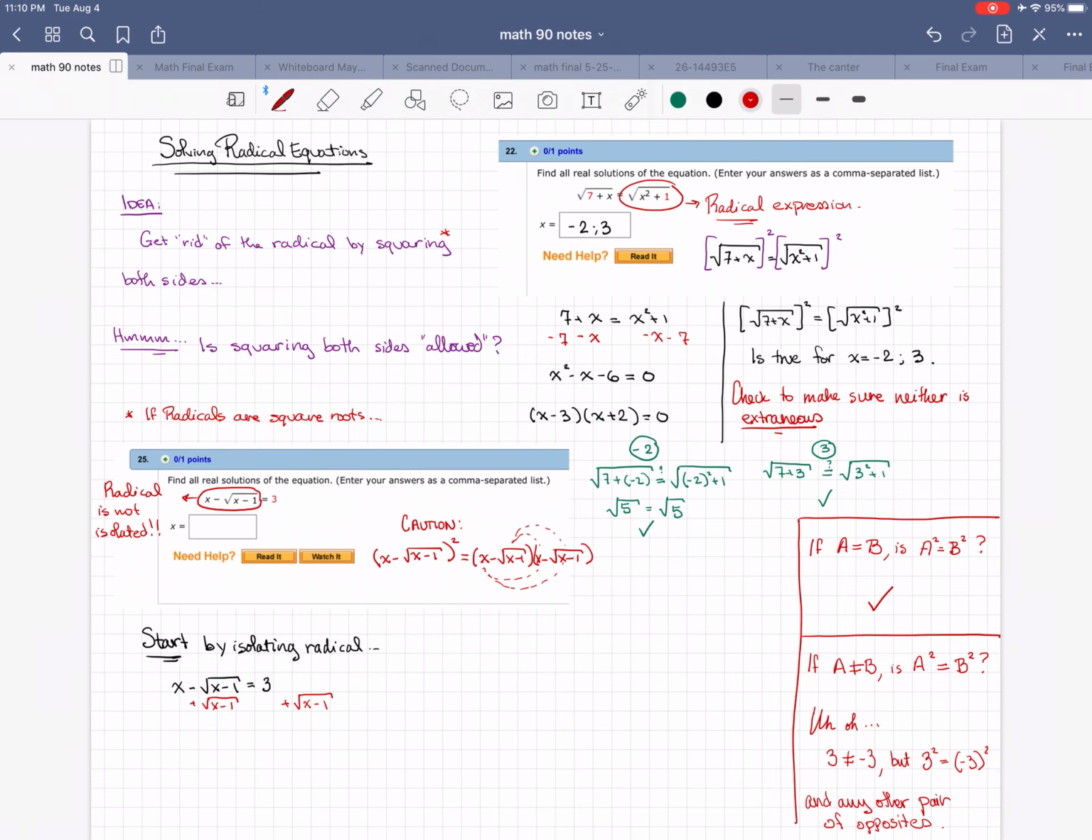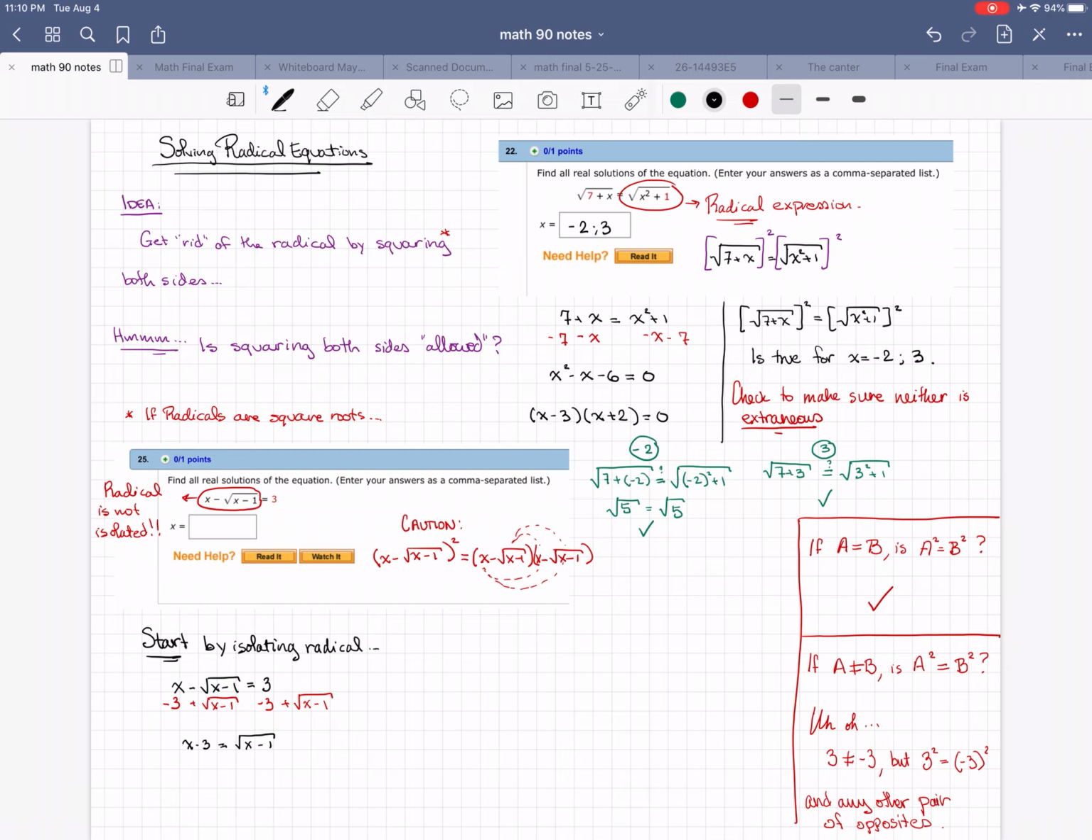And then I'm going to subtract 3 from both sides. So that's going to move the 3 over from the right to the left. So what do we have left? We have x minus 3 is equal to the square root of x minus 1.